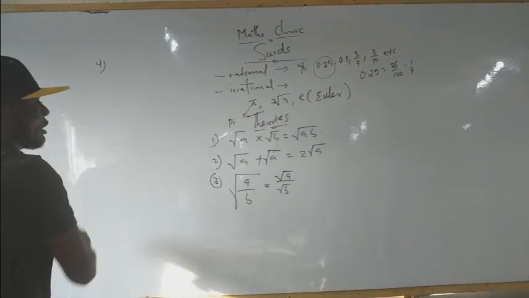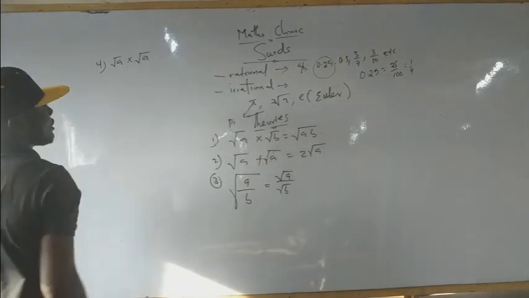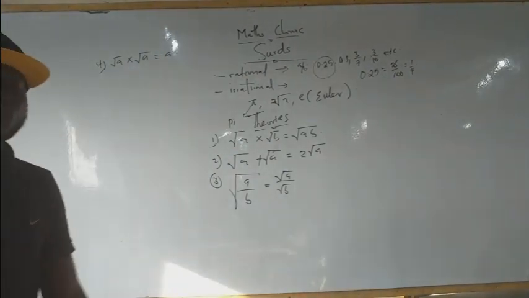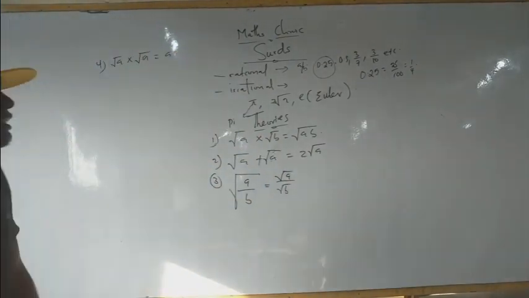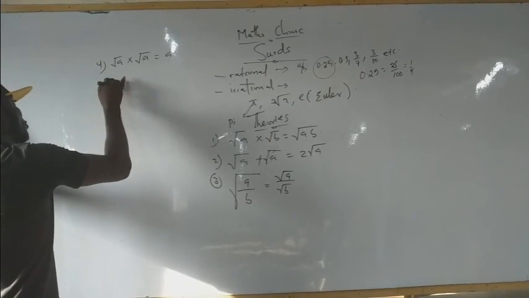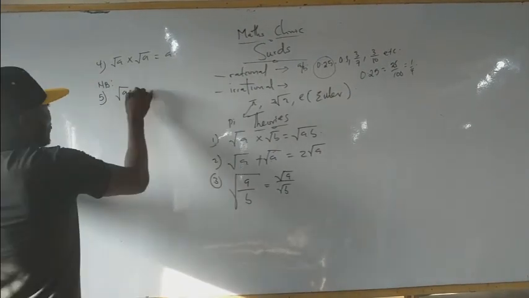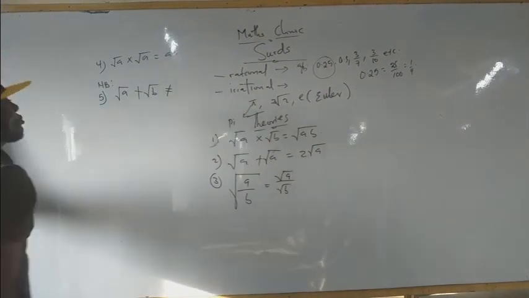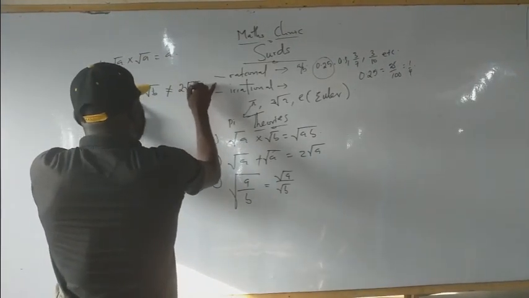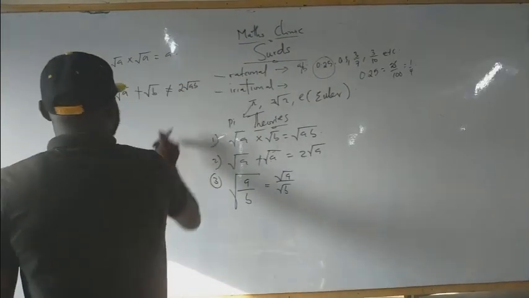The fourth one: if you have root A times root A, that will give you A. Root A times root A will give you A, or you can say A raised to power 2, and the 2 cancels the square root sign, so it will be left with A. And note the fifth one: root A plus root B is not equal to root AB, and is not equal to 2 root AB.